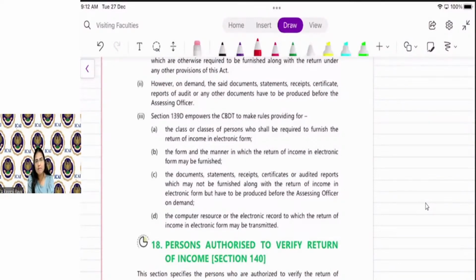Section 139 empowers the CBDT to make rules providing for the class or classes of persons who shall be required to furnish the return of income in electronic form. Now it is compulsory for everyone to file their return electronically. Earlier, if you are a senior citizen and your income is less than 5 lakh, then you could file your return via paper form. Otherwise, everyone is required to file their return electronically, that is, on the income tax portal only.